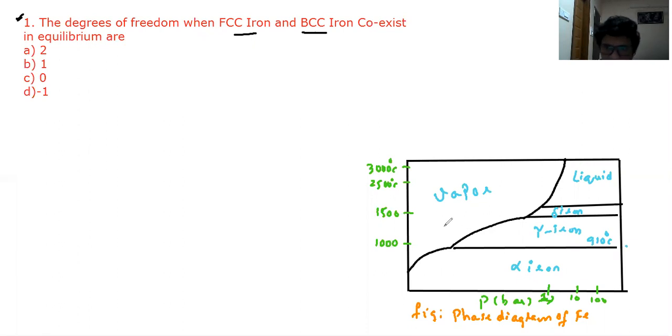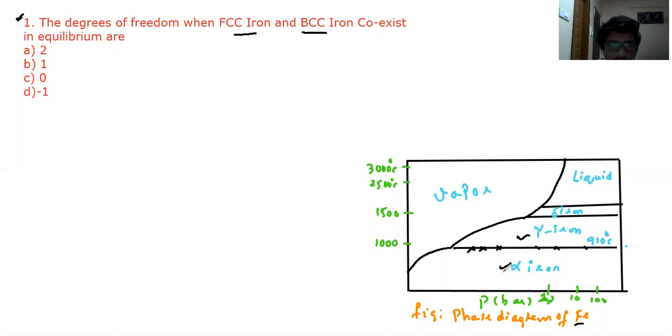So please, this is the phase diagram concerned with the iron. This is the boundary line where the two phases alpha iron and gamma iron exist in equilibrium. The two phases can exist in equilibrium on this boundary line, right? So we need to find the degrees of freedom on this boundary line where the two phases alpha iron and gamma iron coexist in equilibrium.